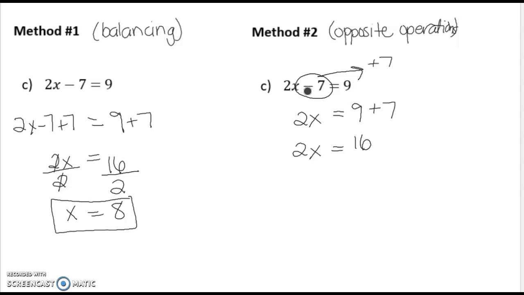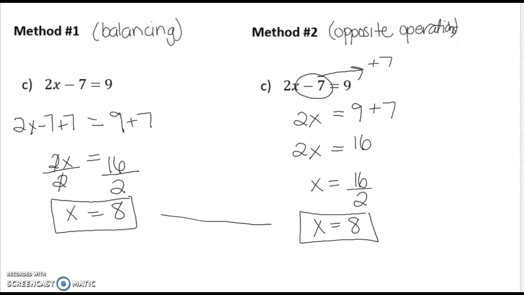And now we have to solve for 2x. Well, the opposite of multiply is divide. So that means we're going to have x equals 16 divided by 2. And in your calculator, 16 divided by 2 gives you 8. Okay? Wow, magic again. It doesn't matter which method you prefer, whether it's balancing or just opposite operations, it's going to give you the same number as long as you're following all the proper techniques, okay?